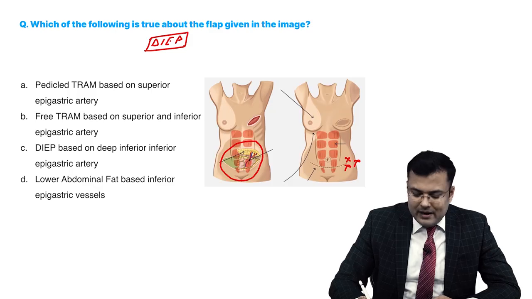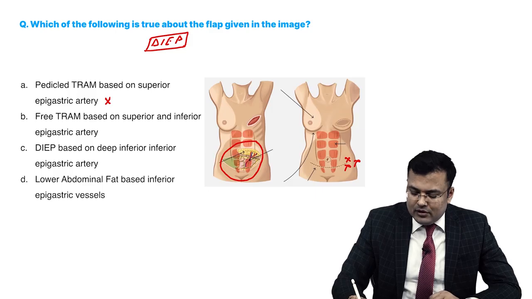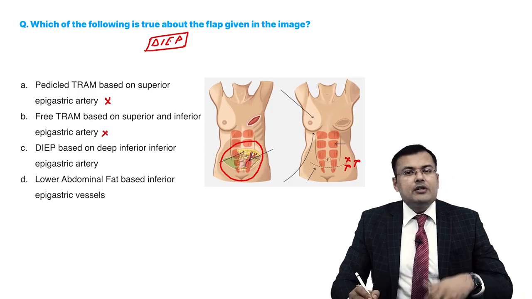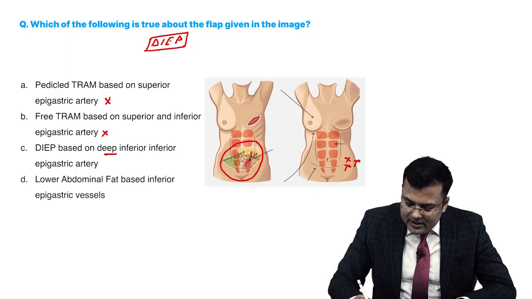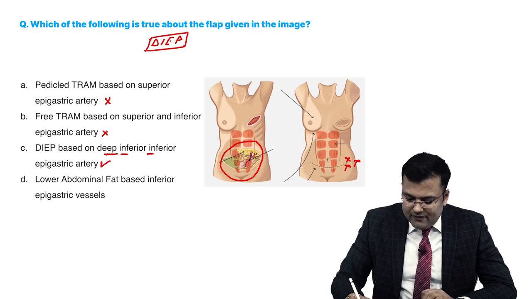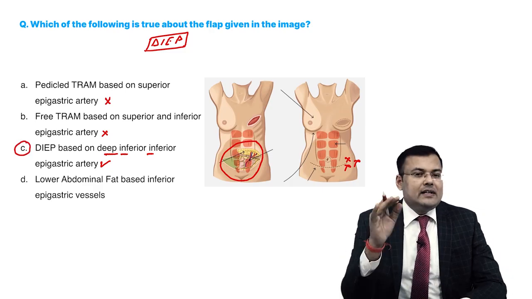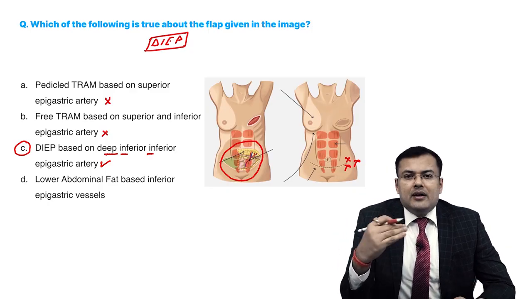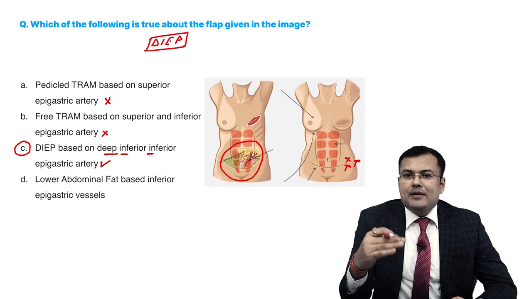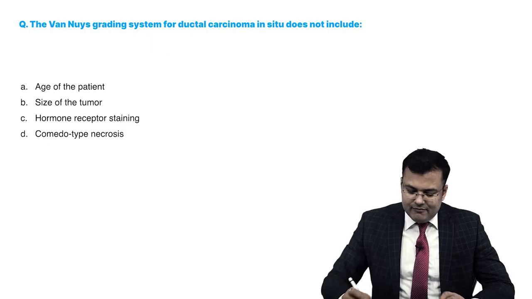So pedicle TRAM flap based on superior epigastric artery, no. Free TRAM flap based on inferior epigastric artery, no, because here we have to cut the muscle. DIEP flap based on deep inferior epigastric artery, yes. Lower abdominal flap based on inferior epigastric vessels, no. Correct answer is this one. And we discussed that TRAM flap is the most commonly used flap. DIEP flap is the best flap because we are not going to cut the muscle, so there is no weakness, no hernia.